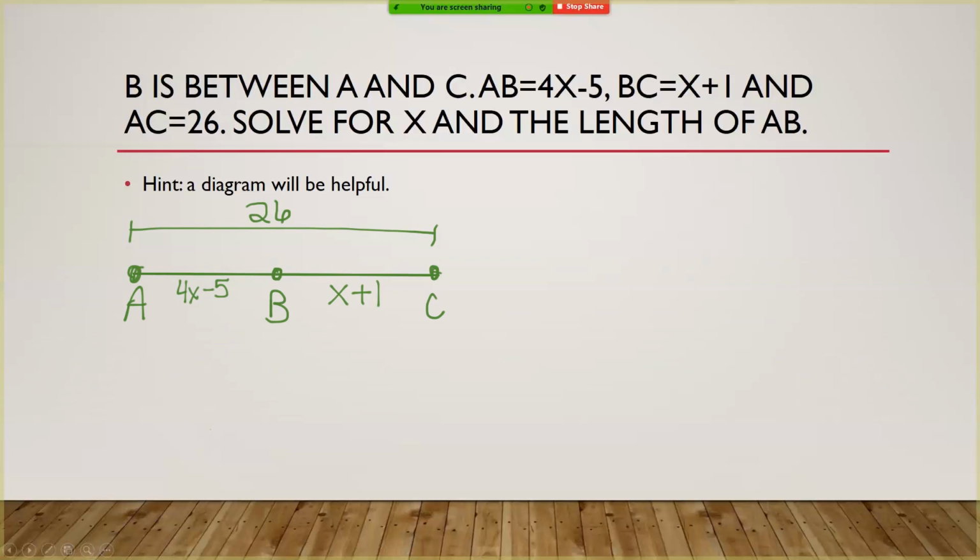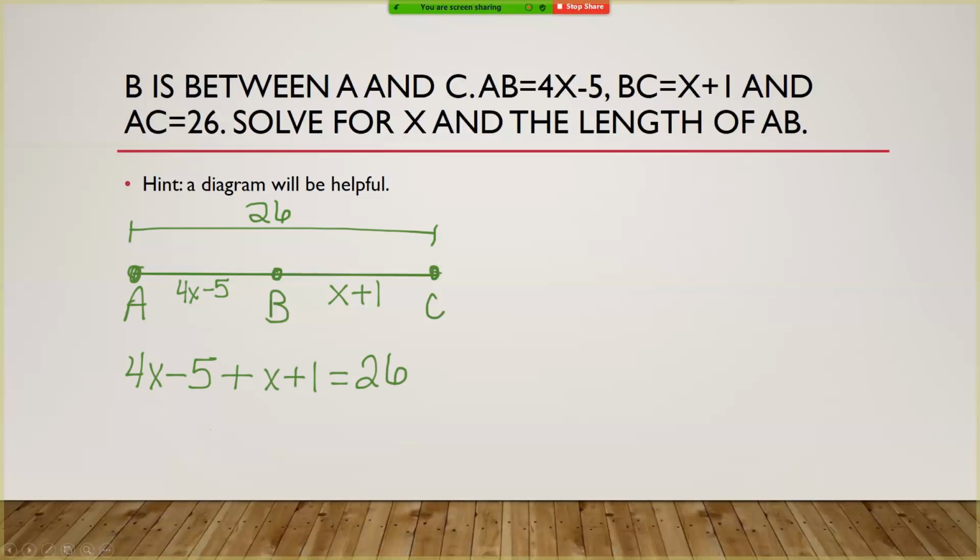So here I know that my line segment addition, if I have 2 segments that make up a line, I can add those 2 together, and that'll equal the entire line. So the length from A to B, the 4x minus 5, plus the length from B to C, x plus 1, has to equal the entire length of the line segment, which is 26. So now I just have an algebra problem to solve.